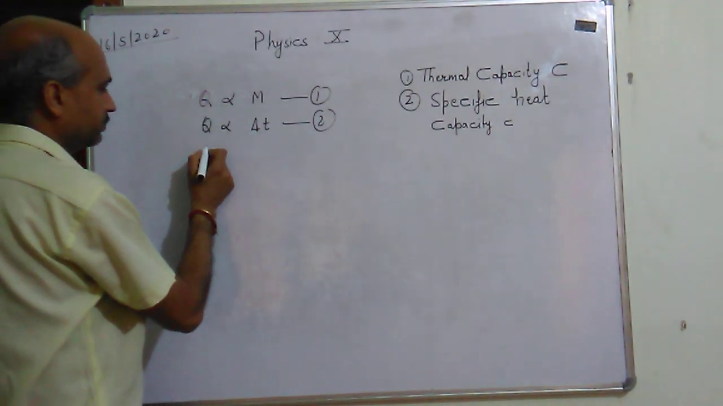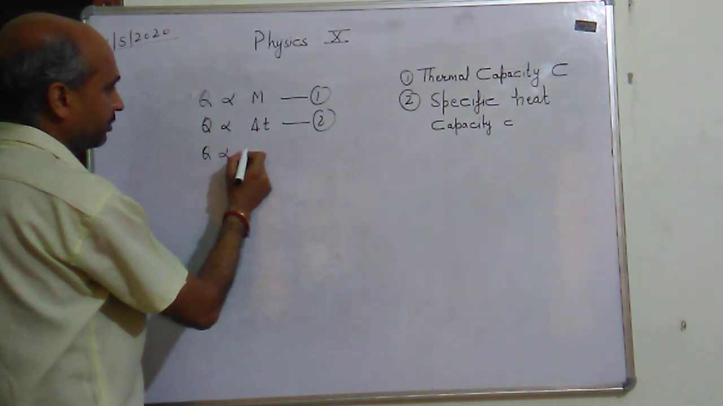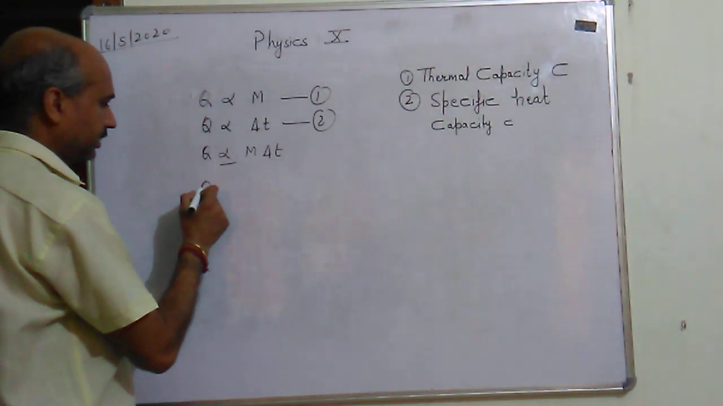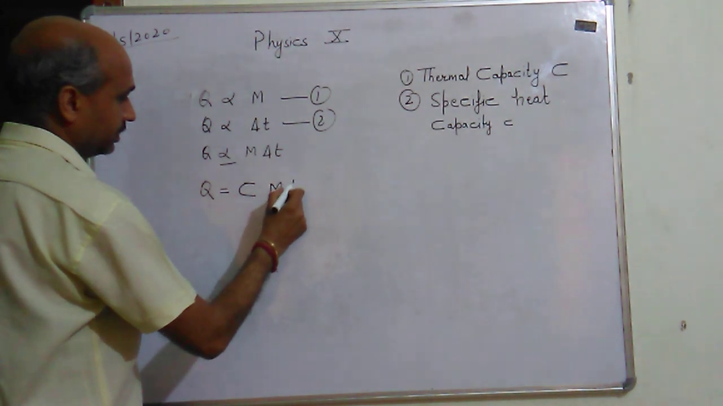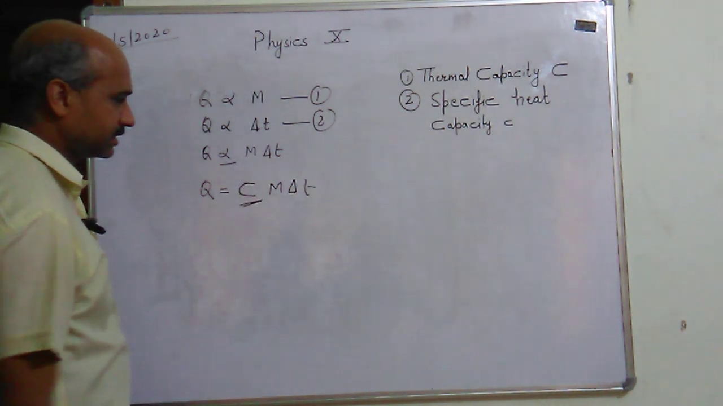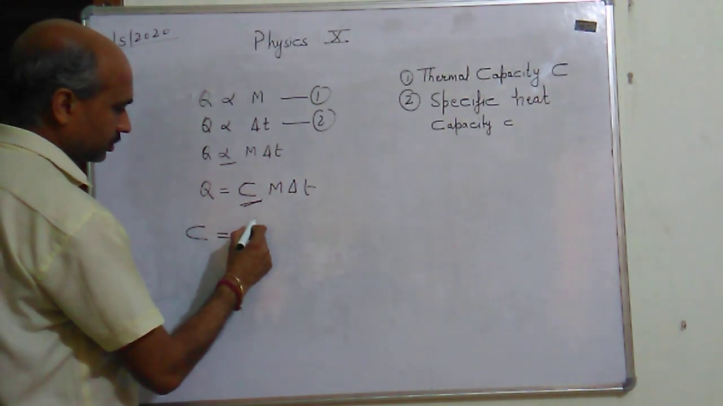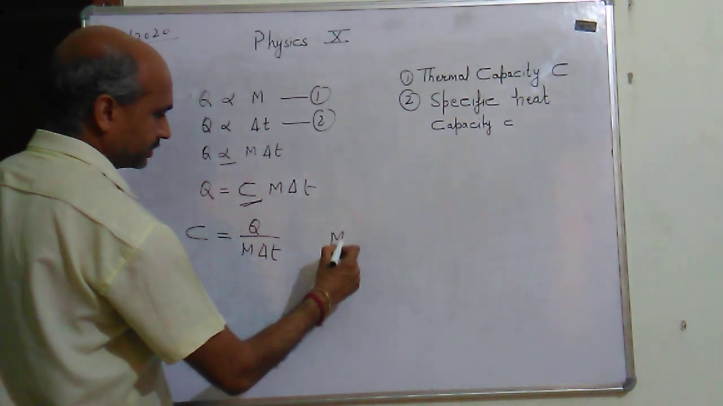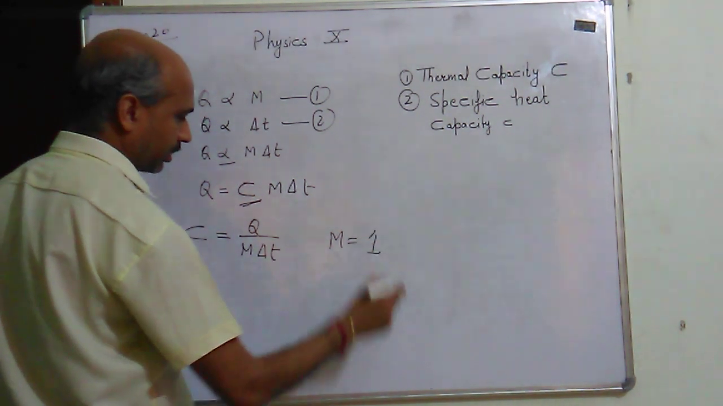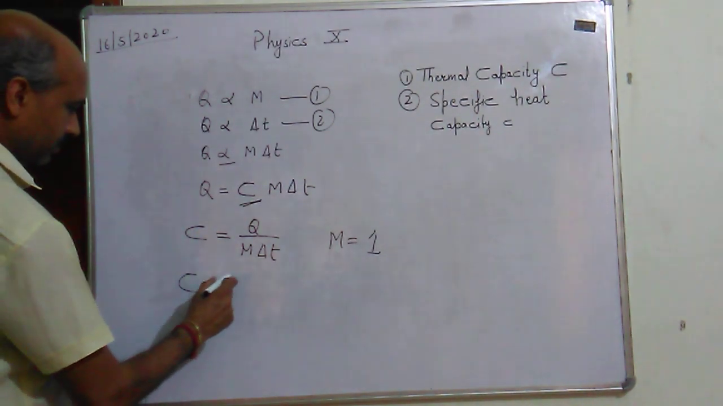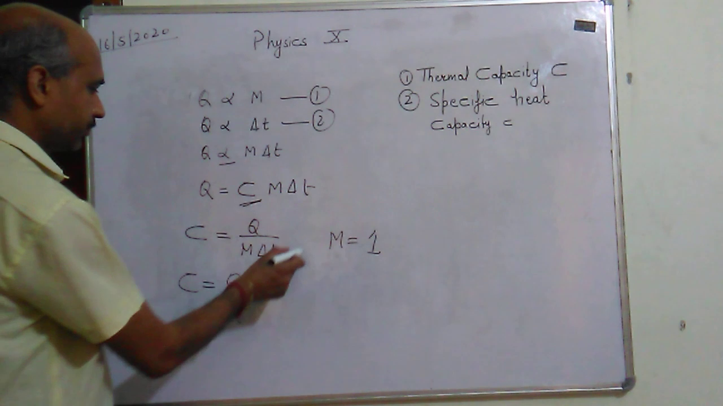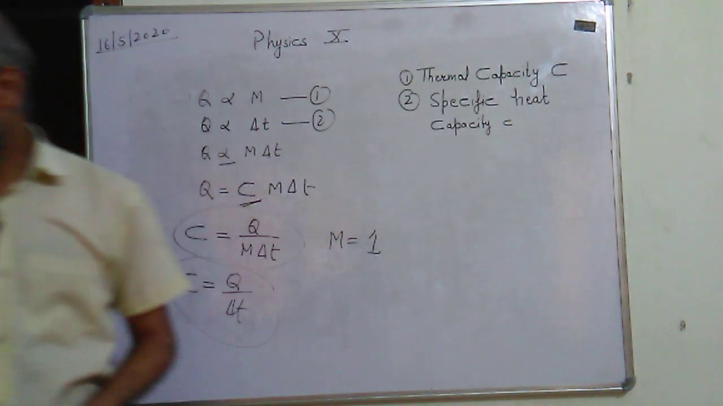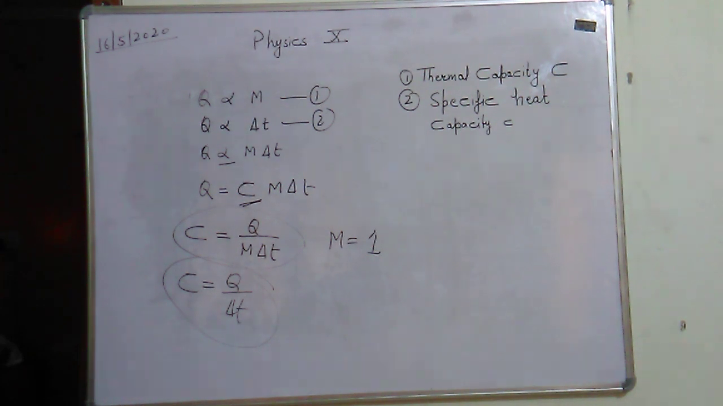So on combining these two, we get Q directly proportional to M del T, and on removing this proportionality sign we have to put a constant here, and the constant which we are using is C. So Q equals C M del T. From here we can find out the value of C. This C will be equal to Q upon M del T. And if the value of mass equals 1, that means if we are talking about the unit mass, in that case C equals Q upon del T. So from here we can give the definition of thermal capacity, and we are able to give the definition of the specific heat capacity.